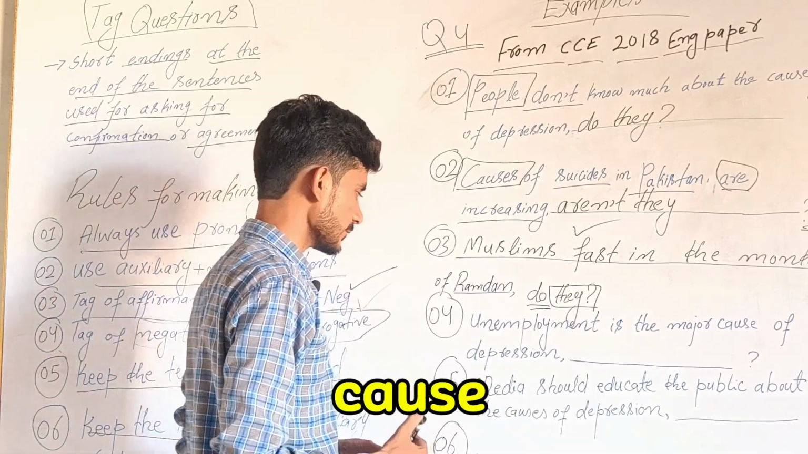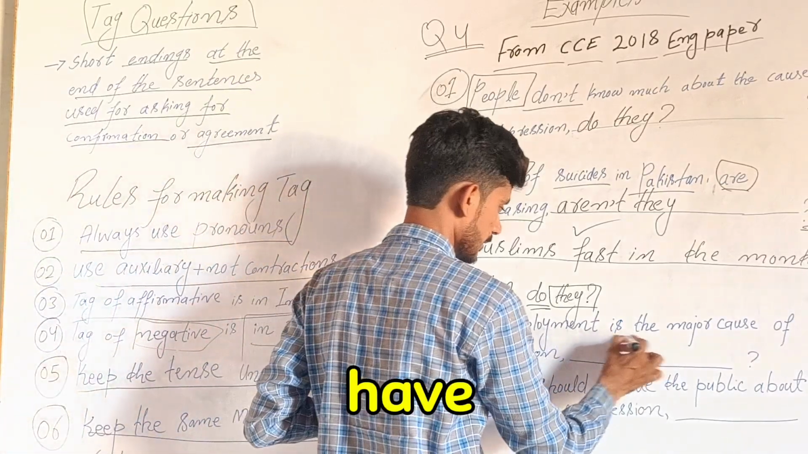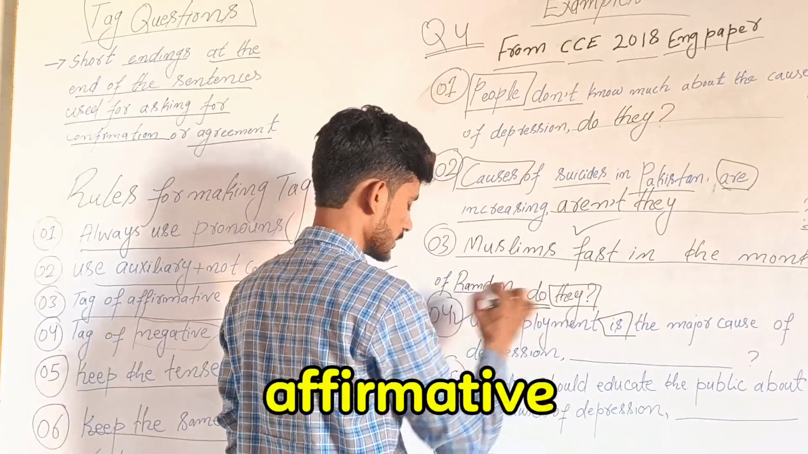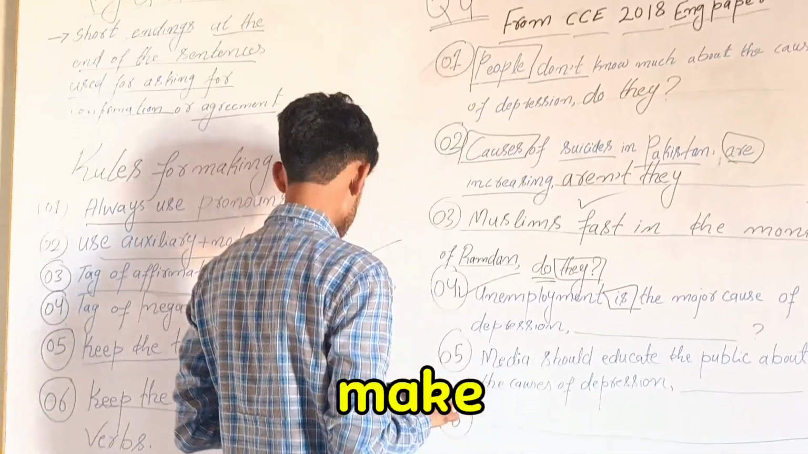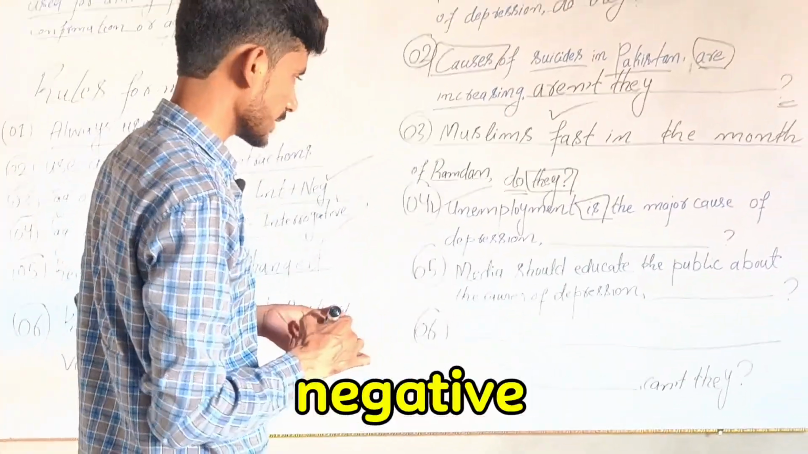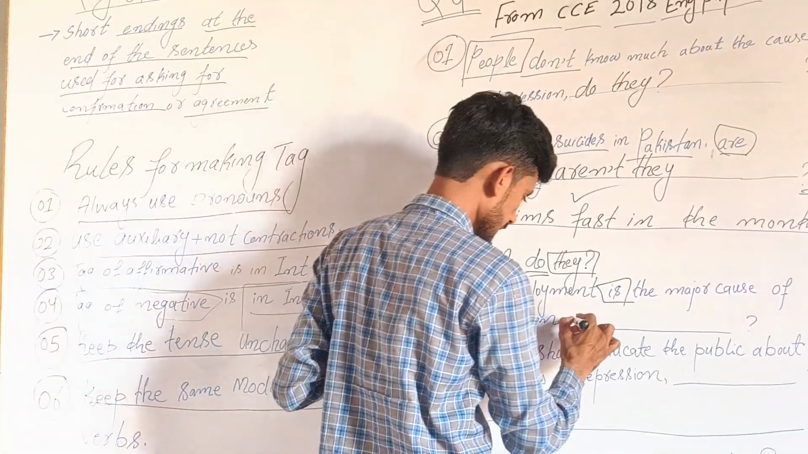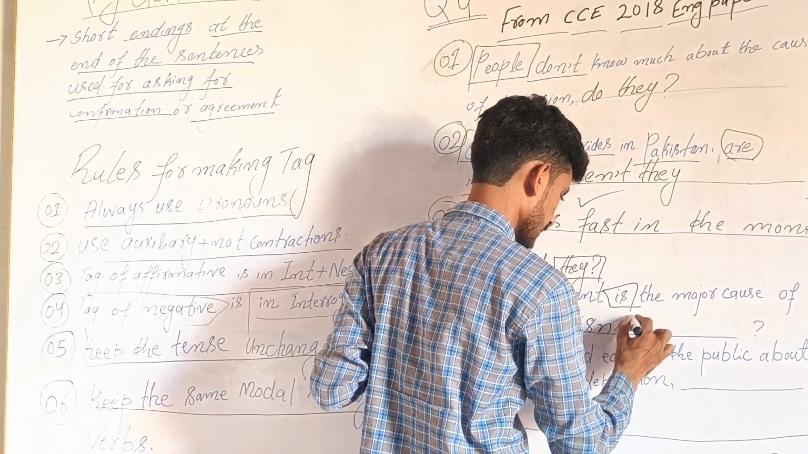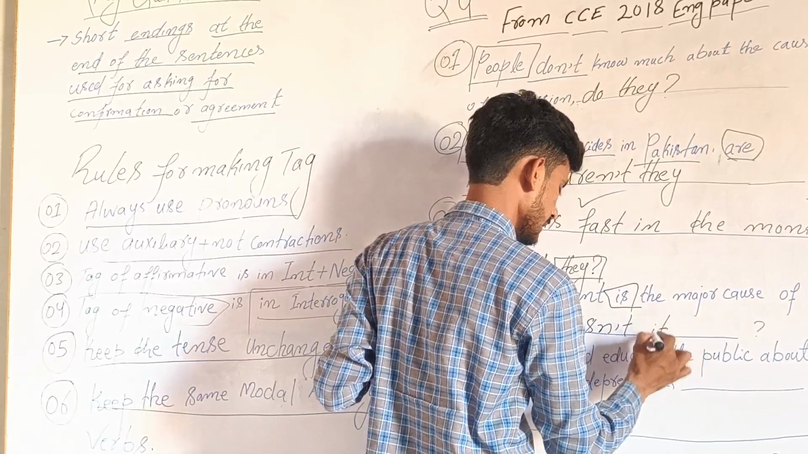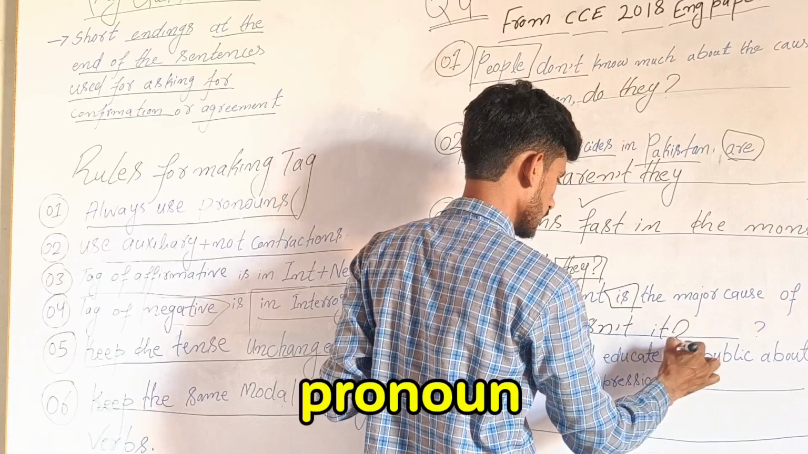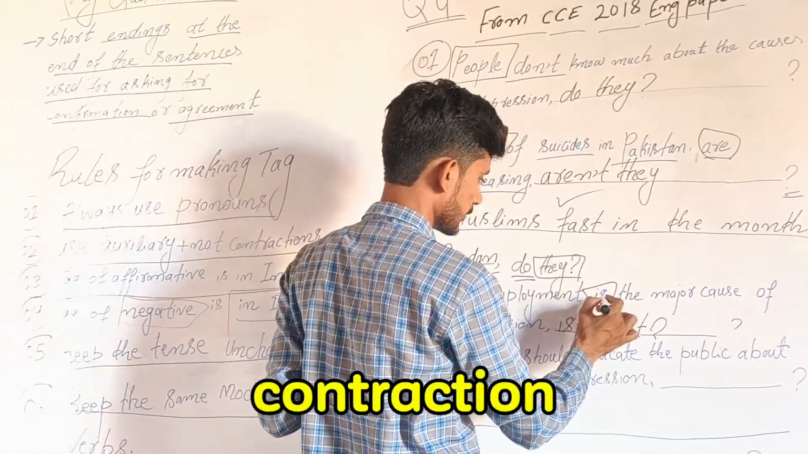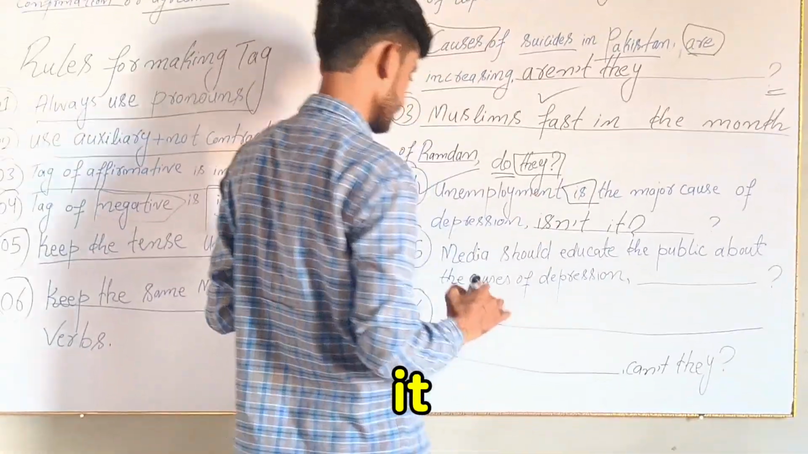And the sentence number 4 says unemployment is the major cause of depression. Unemployment is the major cause of depression. So we have is here, and now we will make the contraction because this is an affirmative sentence, so we will make the tag in interrogative plus negative. This will be isn't it. It pronoun will be used for unemployment, and the contraction of is plus not will be isn't it.